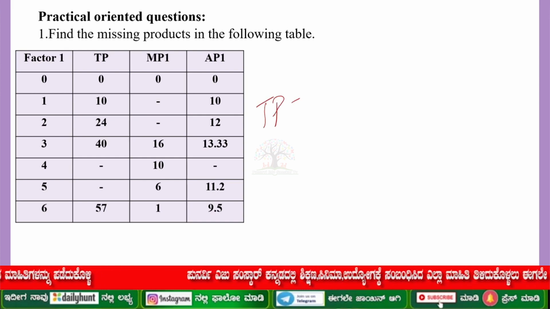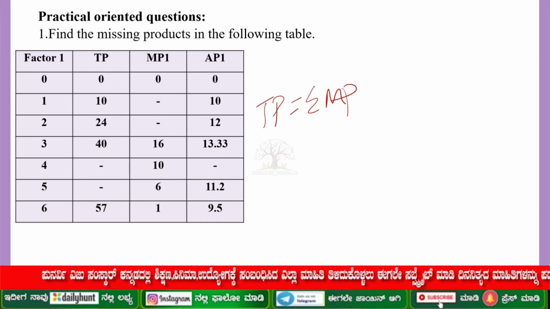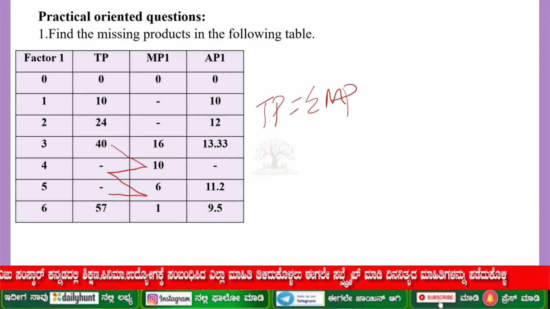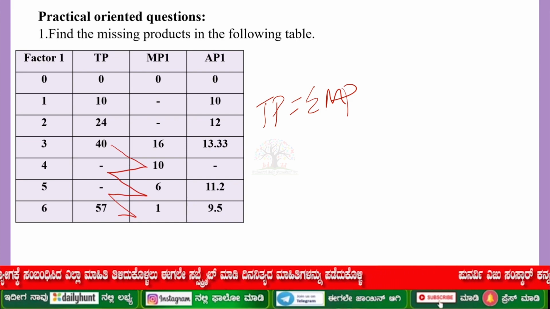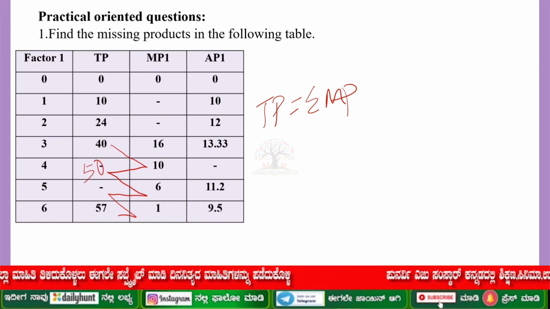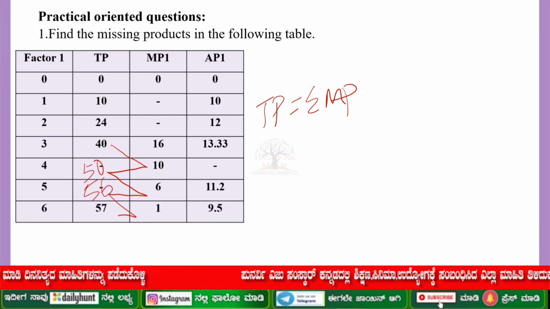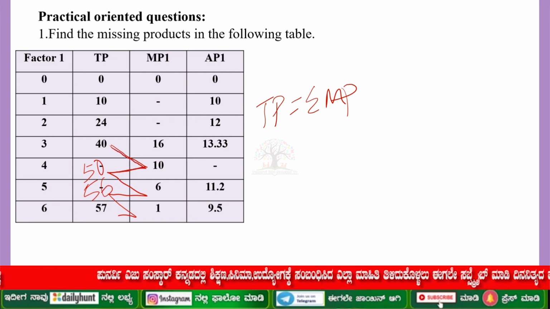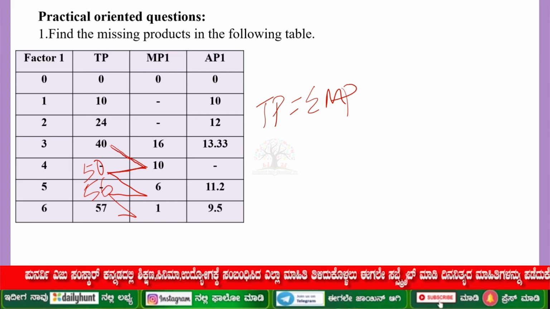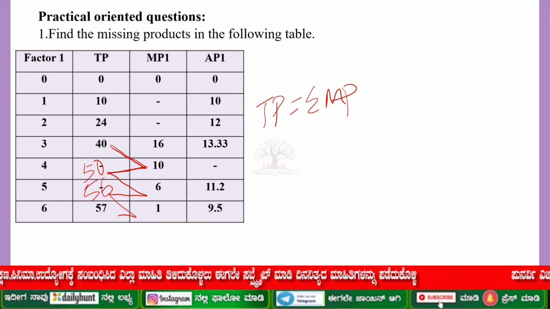As we know, TP is equal to the summation of MP. So you should make a zigzag addition. If you do the zigzag addition, you will get the right answer. 40 plus 10 is 50. 50 plus 6, you will get 56. So in zigzag addition, for 40, you should add the next MP. You will get the particular total product.